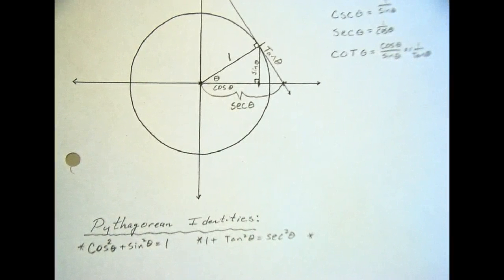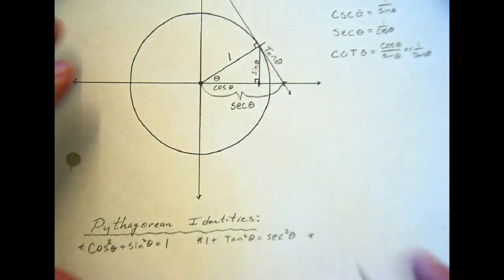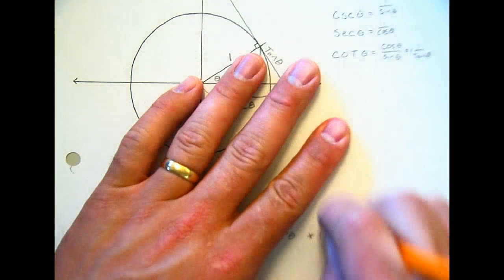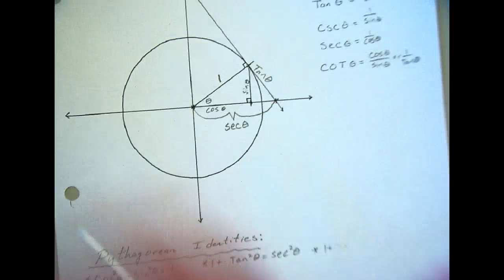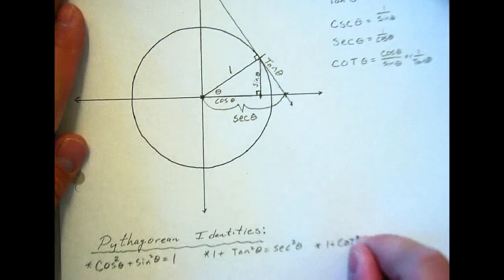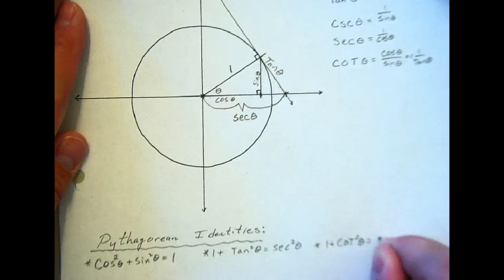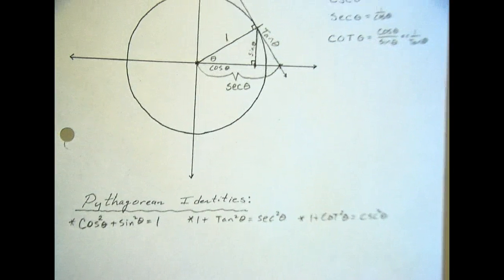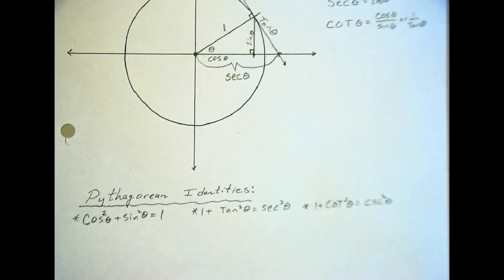Good. Someone that hasn't participated. Have I called on you? No. Okay, well, we call you. 1 plus cotangent squared theta equals cosecant squared theta. Good. Thank you, Julia. 1 plus cotangent squared theta is equal to cosecant squared theta. Okay. Everyone point out to your neighbor where cosecant and cotangent are then.